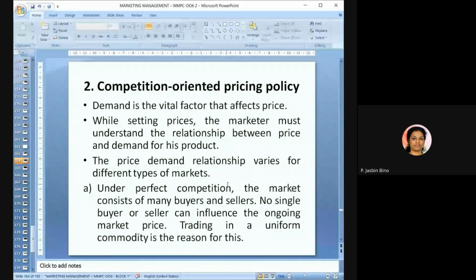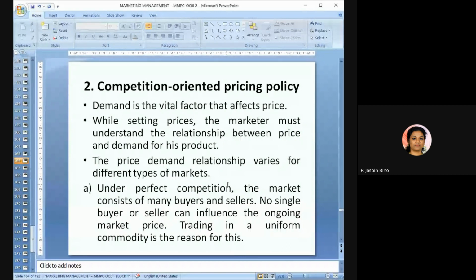Second one is competition-oriented pricing. Here demand plays a major role, which affects the price of the product. When we are setting the price, we have to understand the relationship between the price and the demand of the product. Based on the law of demand, when the price goes up, the demand of the product goes down, and when the price decreases, the demand increases. Or vice versa. This is the law of demand in economics.